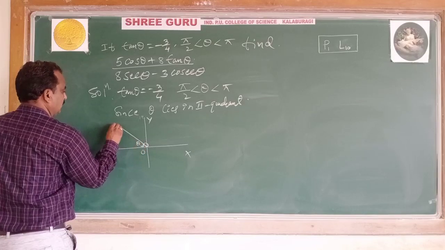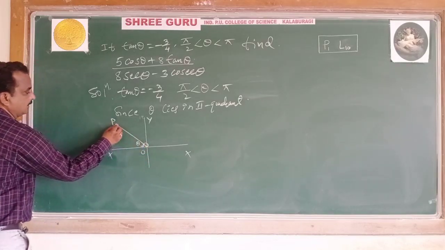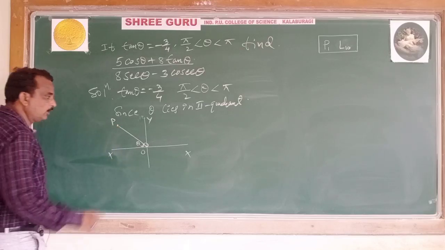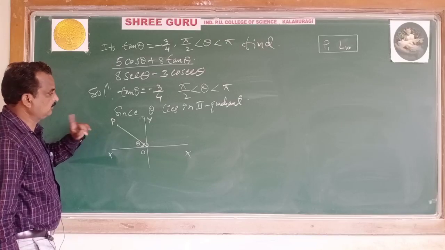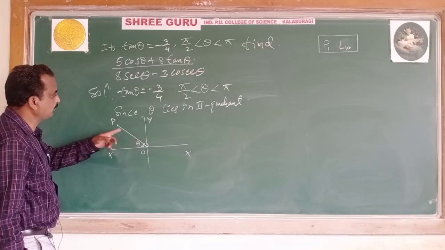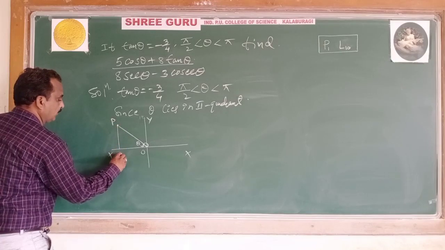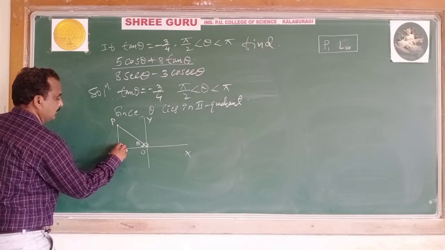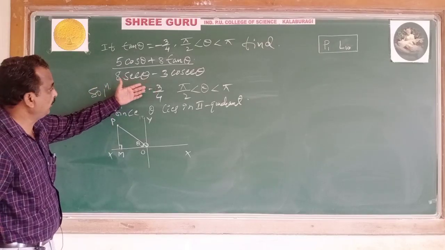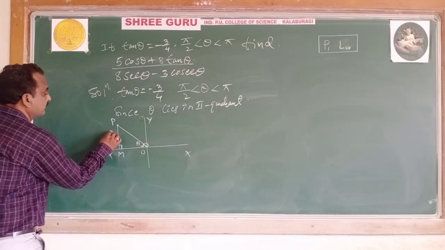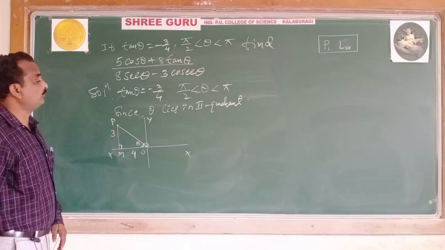Theta is the angle where the terminal side OP rotates and terminates in the second quadrant. Draw perpendicular PM on the x-axis. Place the given values according to the definition. Tan is opposite by adjacent side.